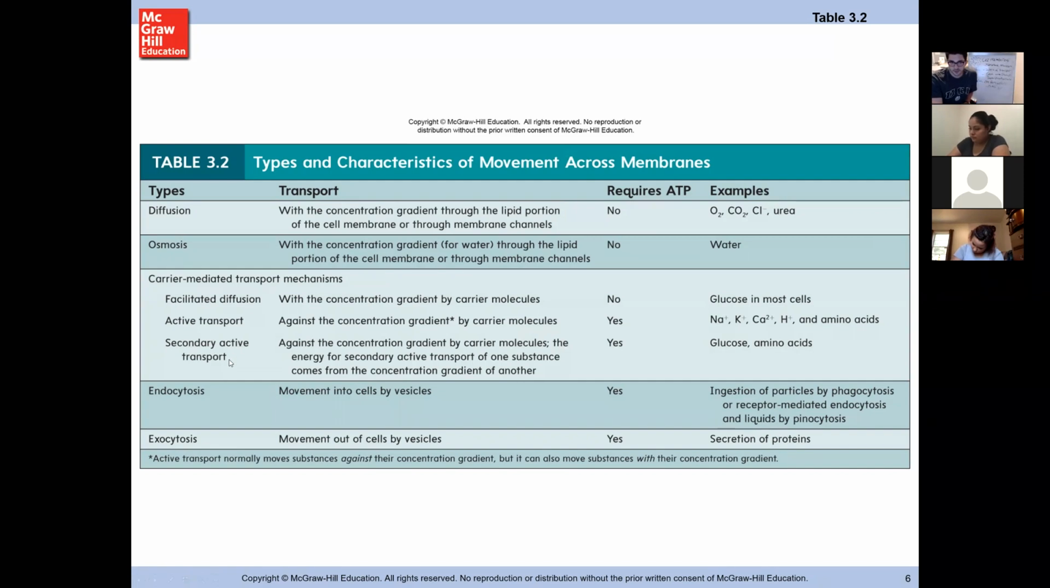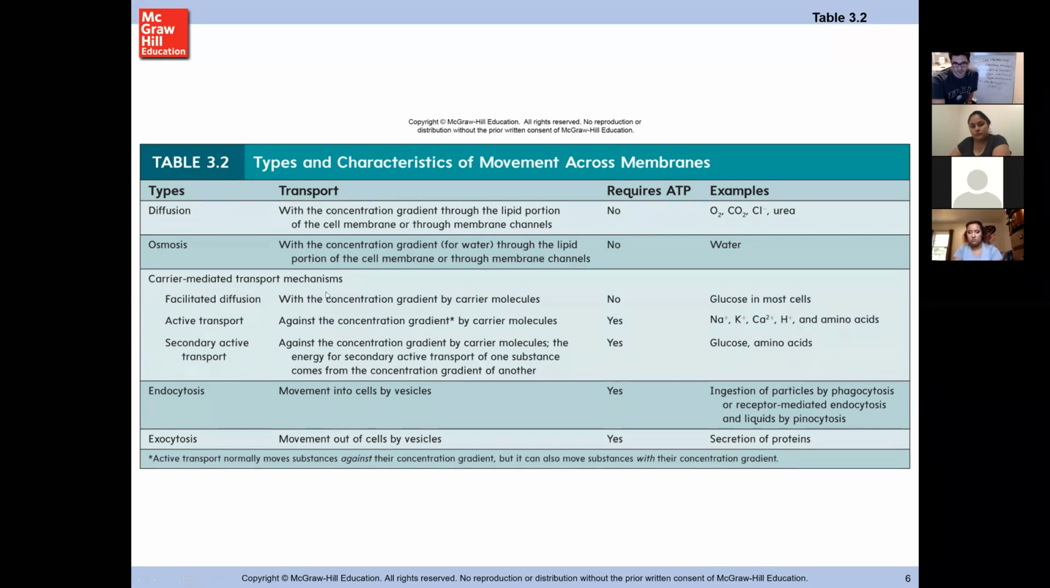So sometimes there is something called secondary active transport, where you can move molecules or ions against their concentration gradient, and the energy for secondary active transport of one substance comes from the concentration gradient of another. There's a really popular protein mechanism that we use to explain this, called the sodium-potassium pump, where we use the concentration gradient of sodium to allow sodium to move down its own concentration gradient to force potassium up its own concentration gradient. Okay.